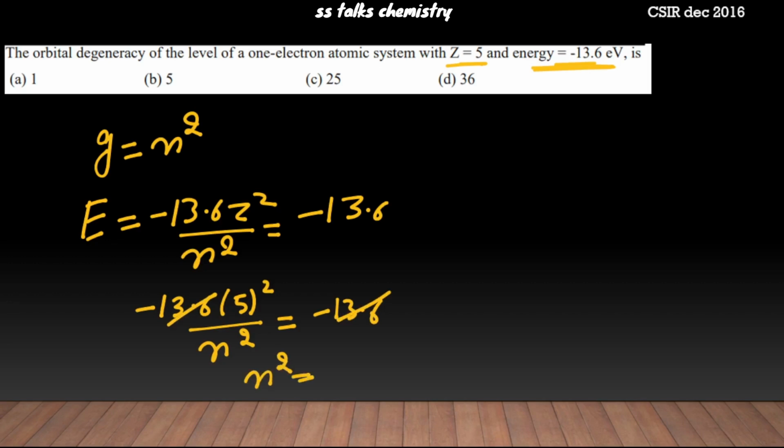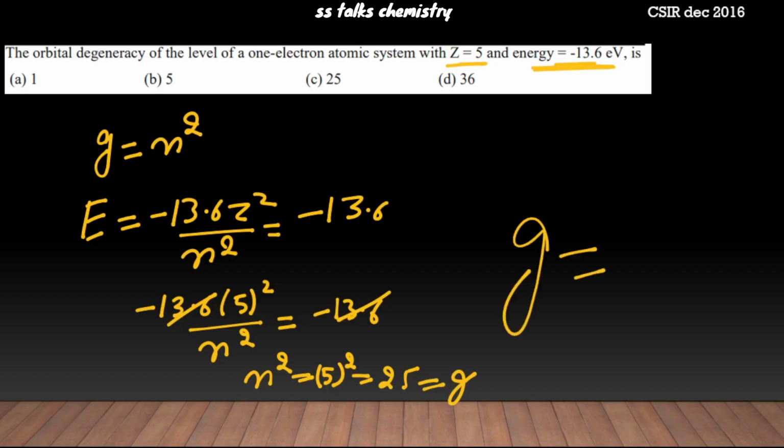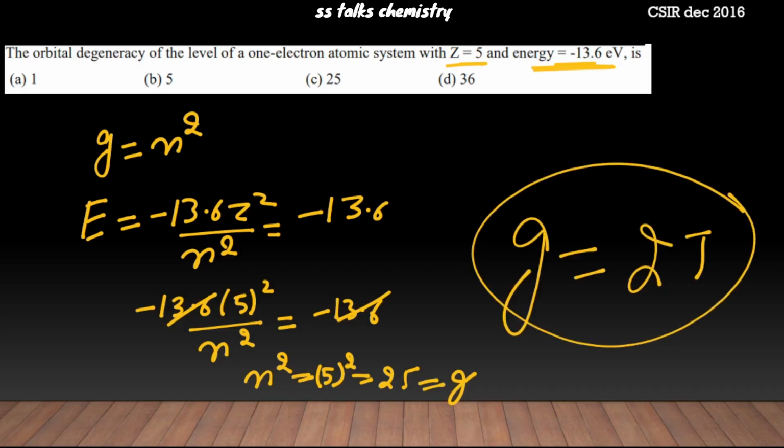So n square is equal to 5 square only, which is 25, and this is nothing but the degeneracy. So degeneracy is 25 in this case. That makes option C the right answer.